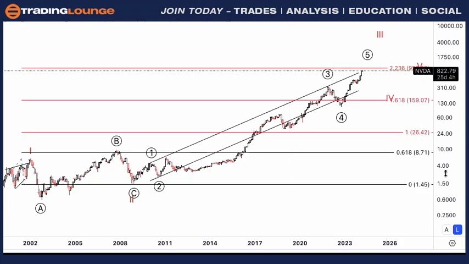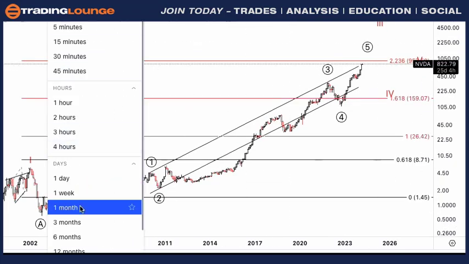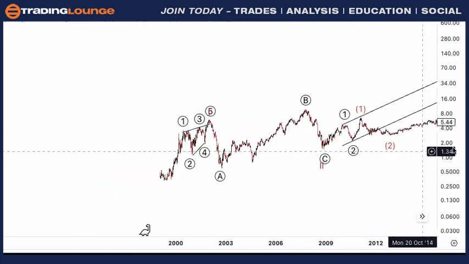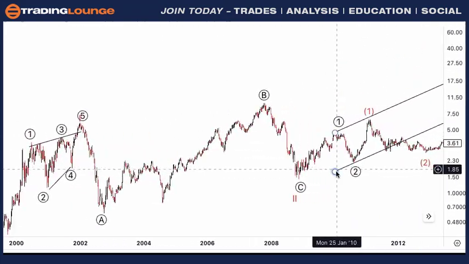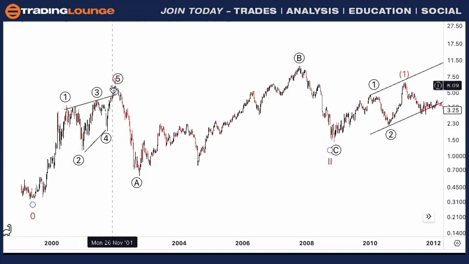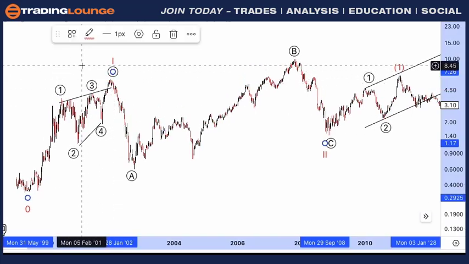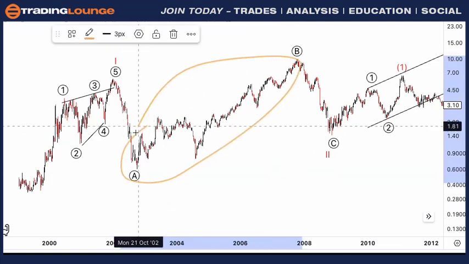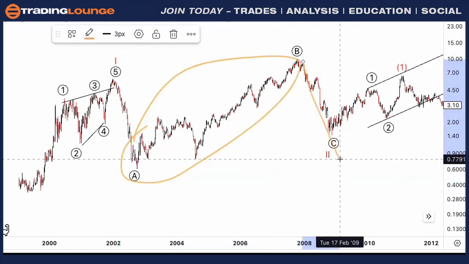So moving on to the weekly chart here, as I mentioned, diagonal into wave 1, that's what it looks like we have. I see this as a flat in wave B, and it looks like we're now moving lower into wave C.